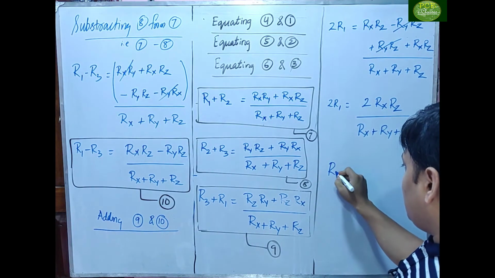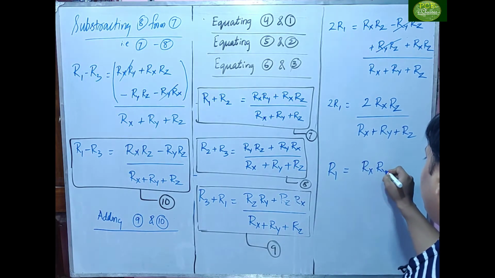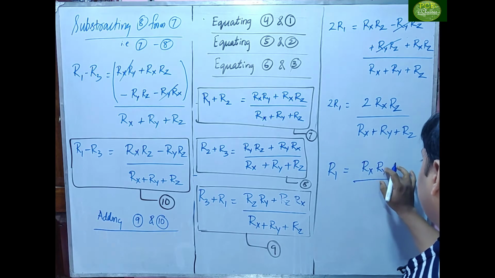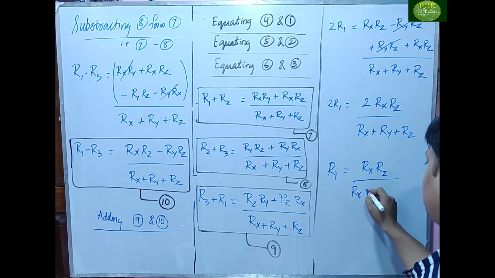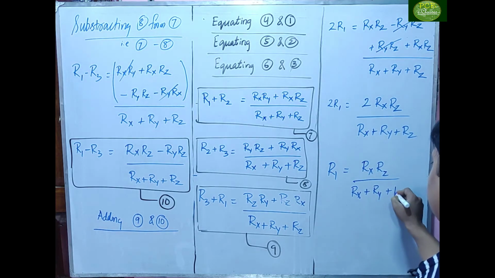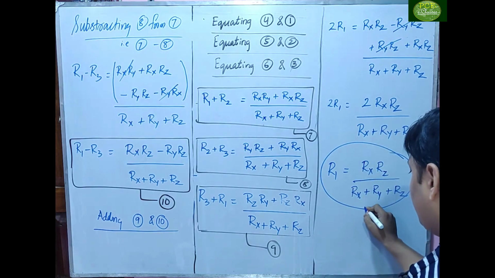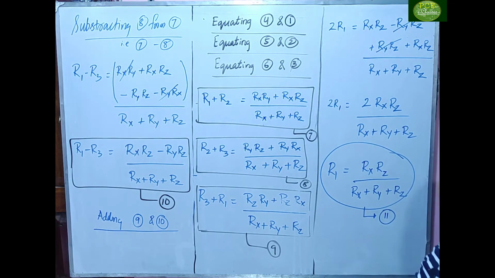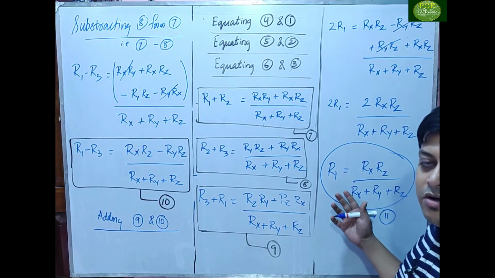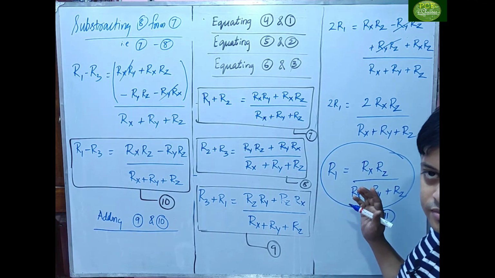This implies R1 will be equal to Rx Rz divided by Rx plus Ry plus Rz. Equation number 11. So this is the value of the R1 in case of star connection. R1 value we have got it.